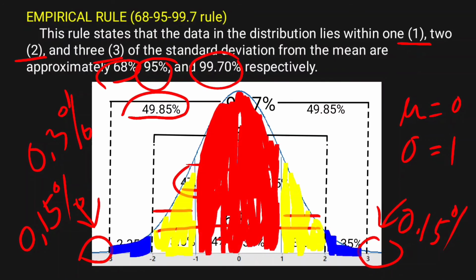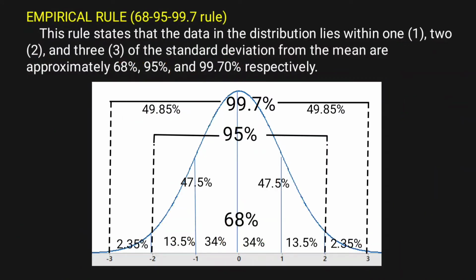Okay, so yan na ang ating, okay, so according to empirical rule. So 1 standard deviation from the mean is 68%. 2 standard deviations from the mean, so we have 95%, and 3 standard deviation from the mean is 99.7%. Okay, so burahin na muna natin para makita yung mga percentage. Yan. So yan yung mga percentage natin.